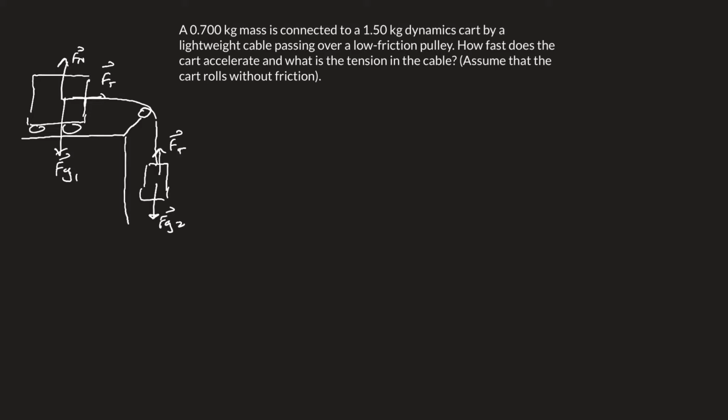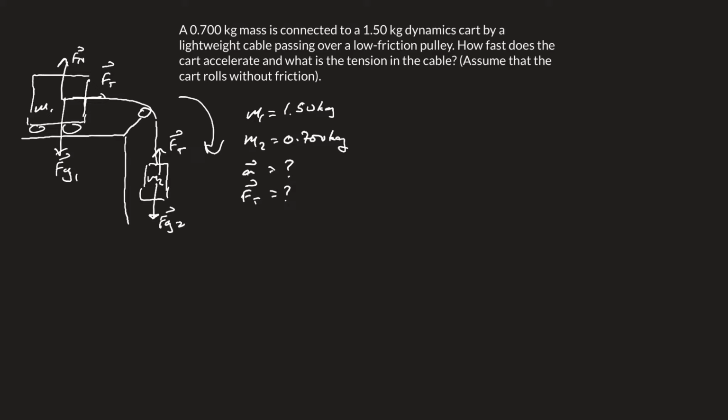So in general, our motion is in this direction. We know that this is our M1, the cart, M2 is our hanging mass. So we have M1 is equal to 1.50 kilograms, M2 0.700 kilograms. We are unsure of the acceleration of the cart, and we are unsure of the force of tension at this point. And we know g is 9.8 newtons per kilogram, or meters per second squared. So let's take a look.